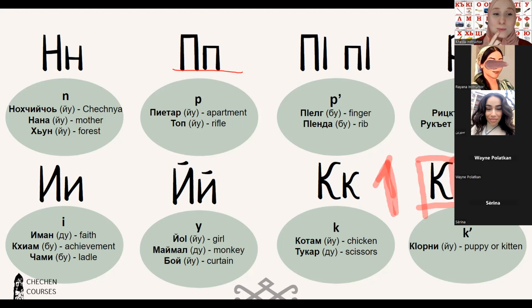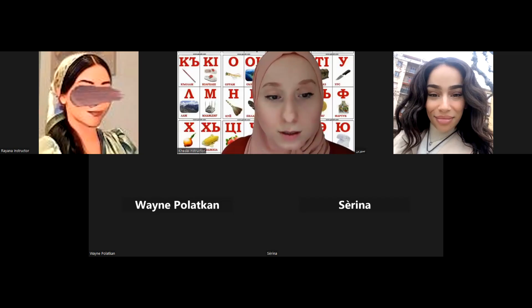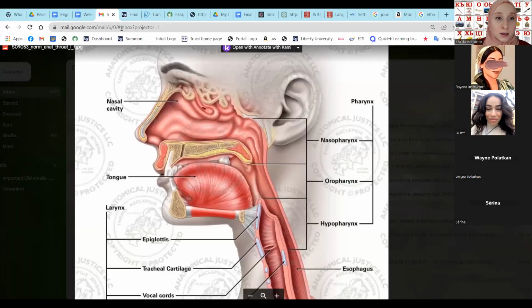You don't use your lips, teeth are not connected. I'm going to show the picture of the speech organs to kind of explain this sound. Okay, so here we have the speech organs.